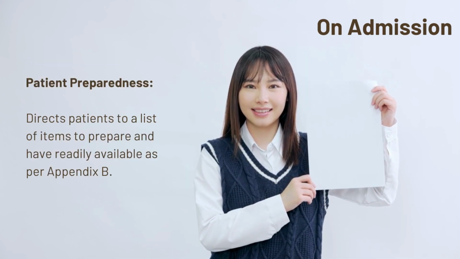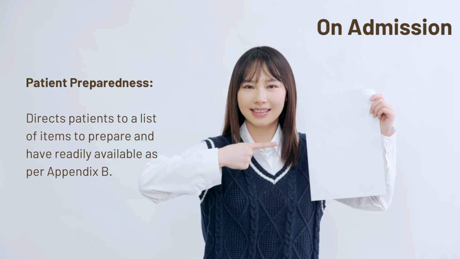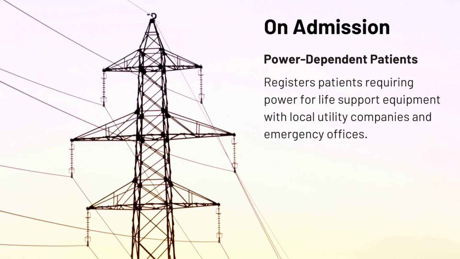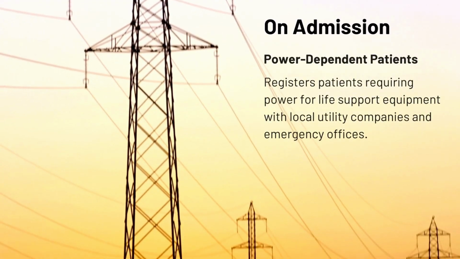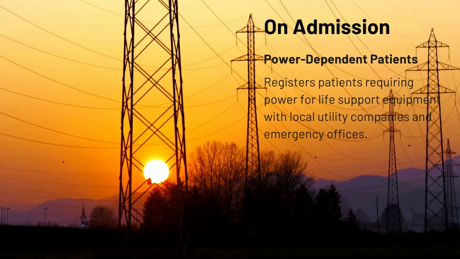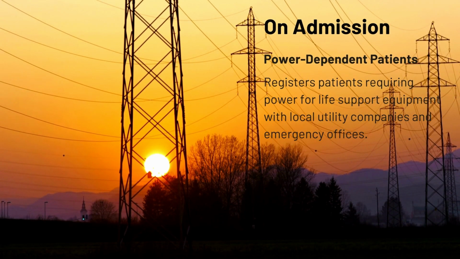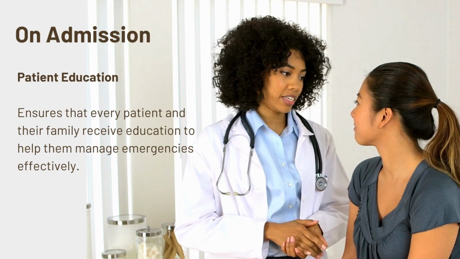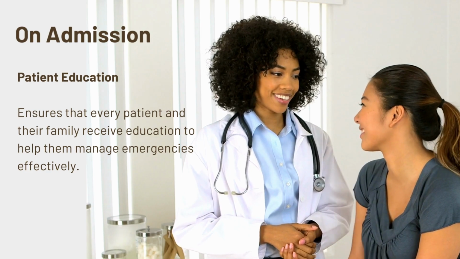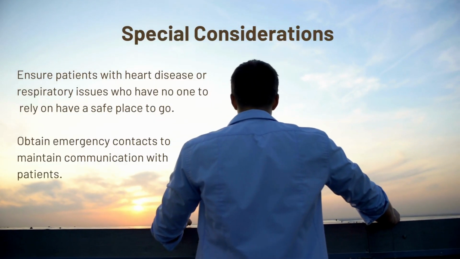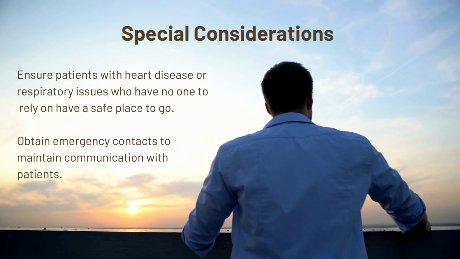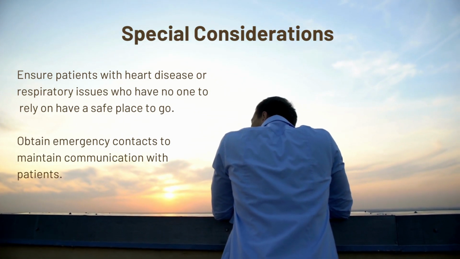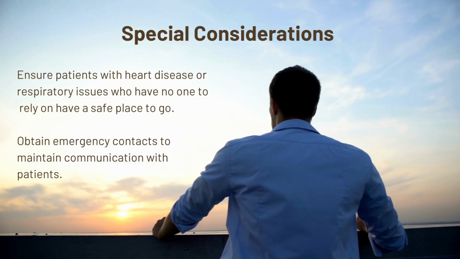Patient preparedness directs patients to a list of items to prepare and have readily available as per Appendix B. Register patients requiring power for life support equipment with local utility companies and emergency offices. Ensure that every patient and their family receive education to help them manage emergencies effectively. Ensure patients with heart disease or respiratory issues who have no one to rely on have a safe place to go. Obtain emergency contacts to maintain communication with patients.